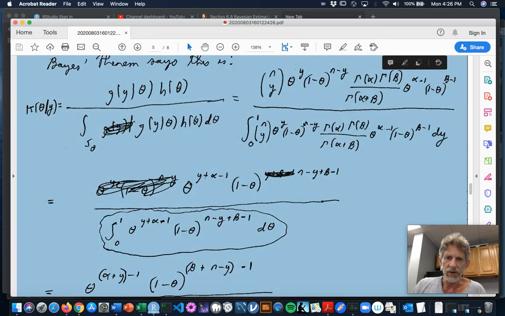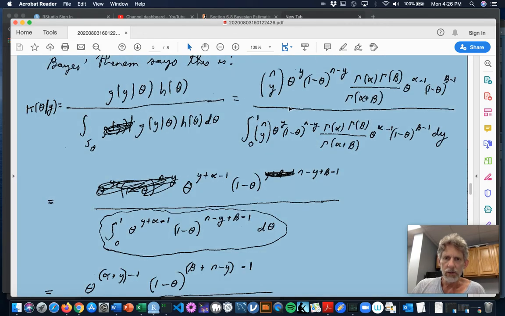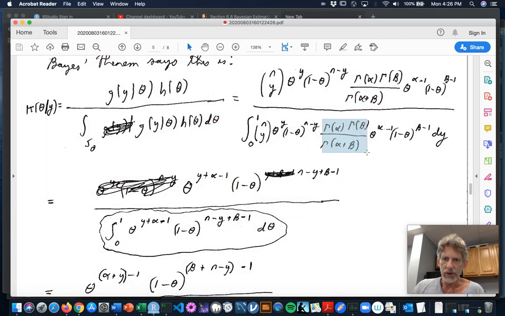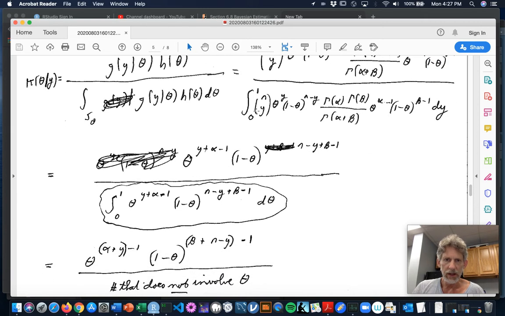And so this n choose y is a constant. It can factor out of the integral, and it's going to cancel this n choose y here. There's also this other constant that could factor outside the integral and cancel the constant up here. So things don't look that horrible. There are also some things you can combine. Theta to the y can combine with theta to the alpha minus 1, and the 1 minus theta terms can combine as well. I've done that combination here on the top, and I've got this semi-nasty integral down on the bottom.